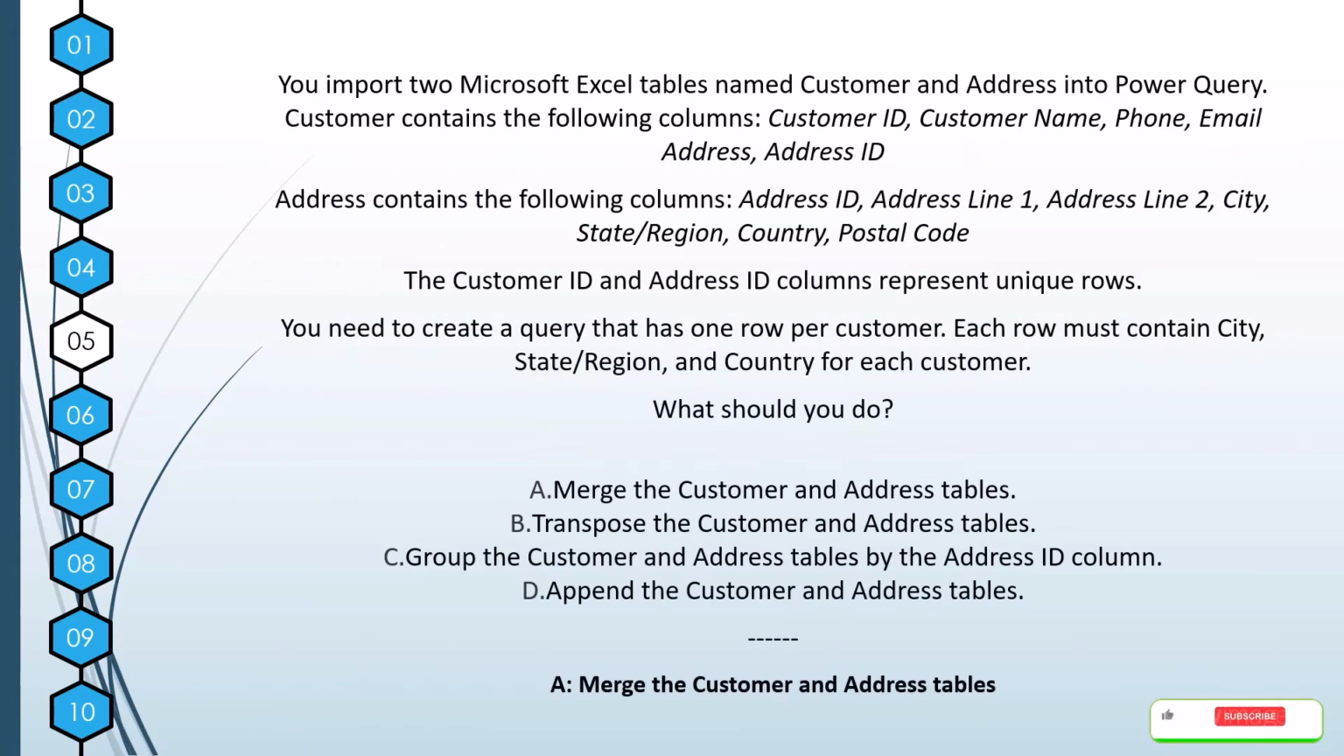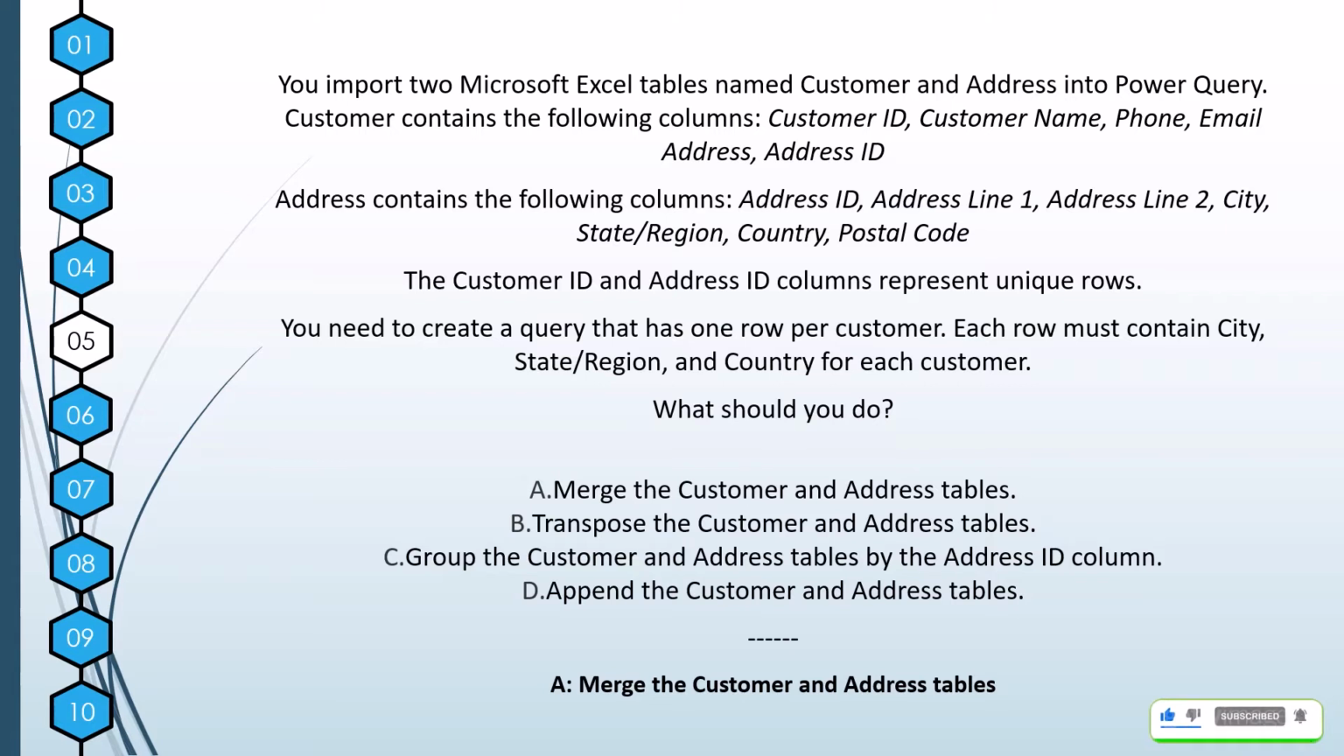You import 2 Microsoft Excel tables named Customer and Address into Power Query. Customer contains the following columns: Customer ID, Customer Name, Phone, Email Address, Address ID. Address contains the following columns: Address ID, Address Line 1, Address Line 2, City, State/Region, Country, Postal Code. The Customer ID and Address ID columns represent unique rows. You need to create a query that has 1 row per customer. Each row must contain city, state/region, and country for each customer.